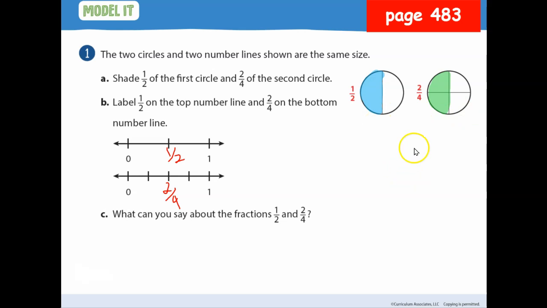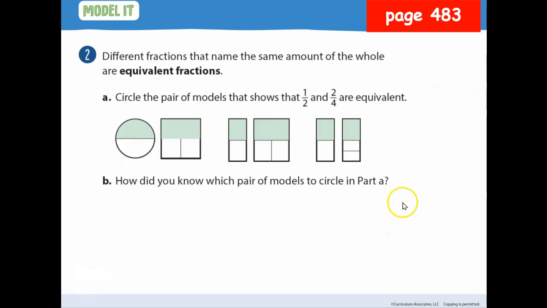Okay? Obviously, if you think about it as a pizza. Okay? Obviously, here each slice is going to be a little bit smaller than these two, right? But it's the same amount. Okay? This one, both sides, half of it was shaded in, and this one's shaded in. Okay? So different fractions that name the same amount of the whole are equivalent fractions. Okay? So circle the pair of models that shows 1/2 and 2/4.